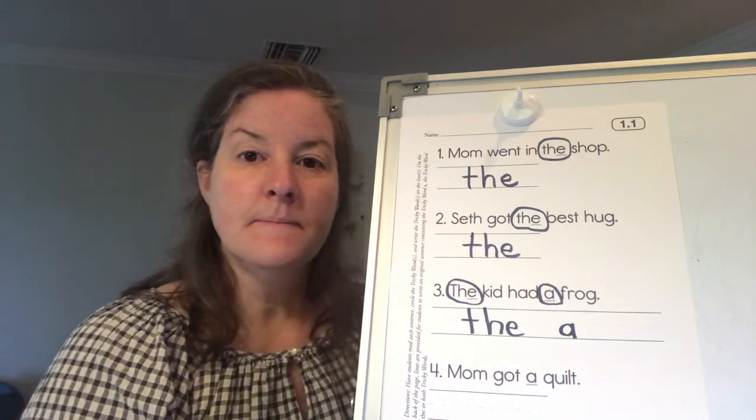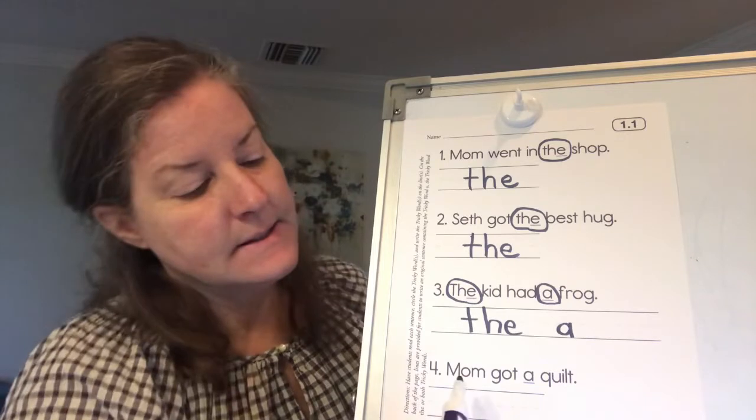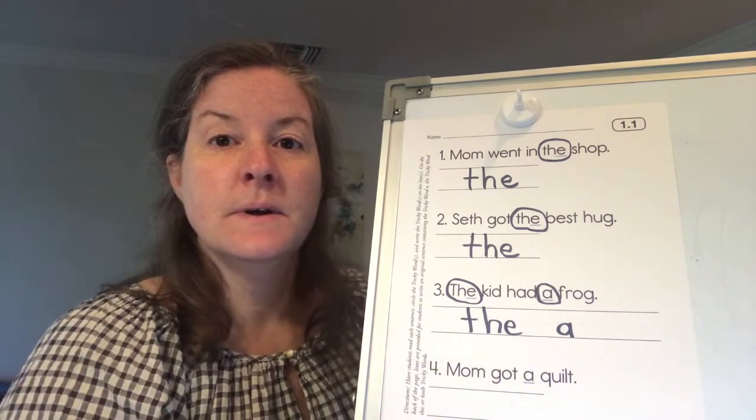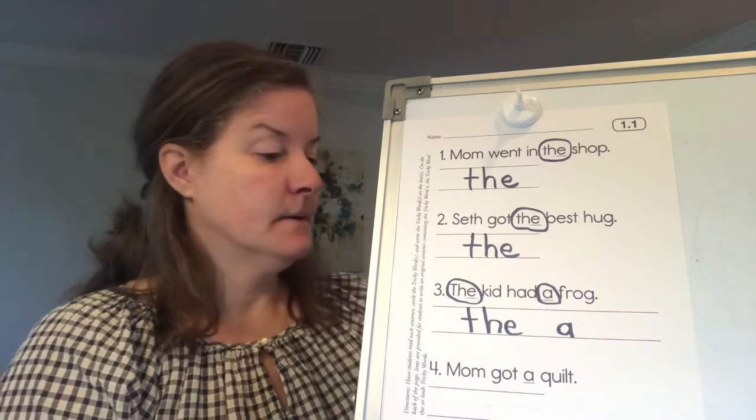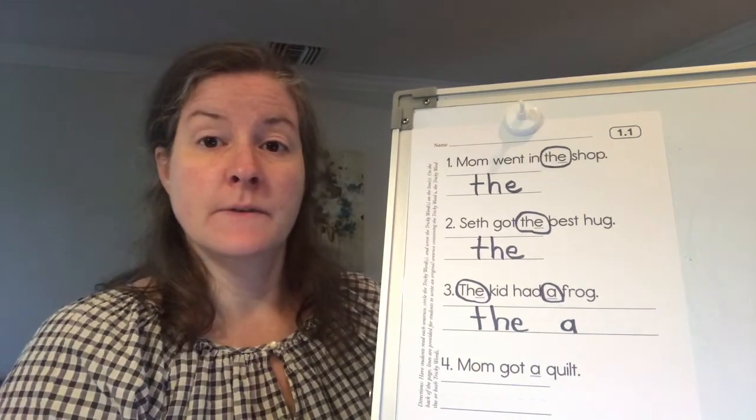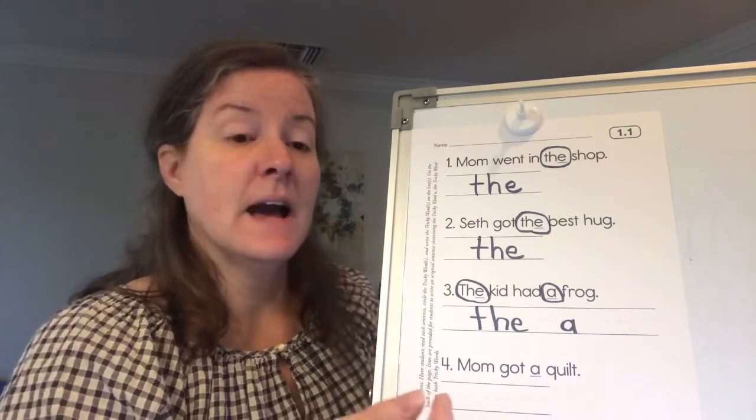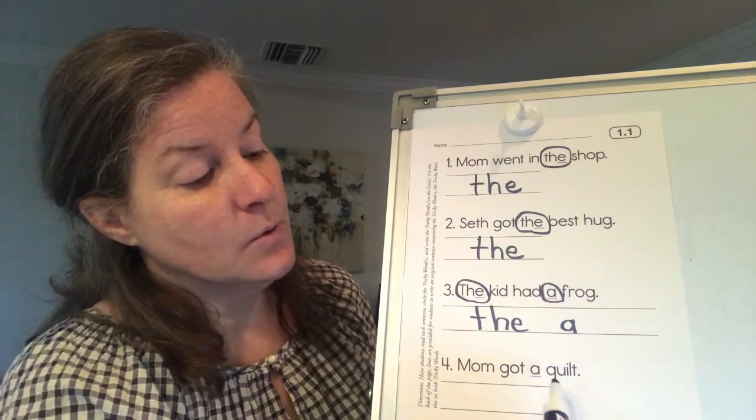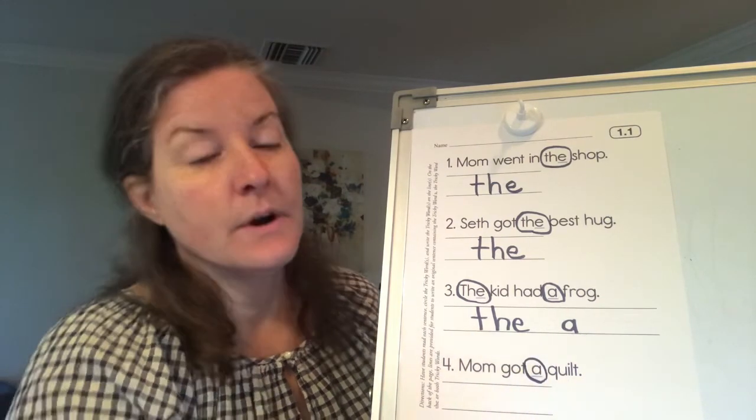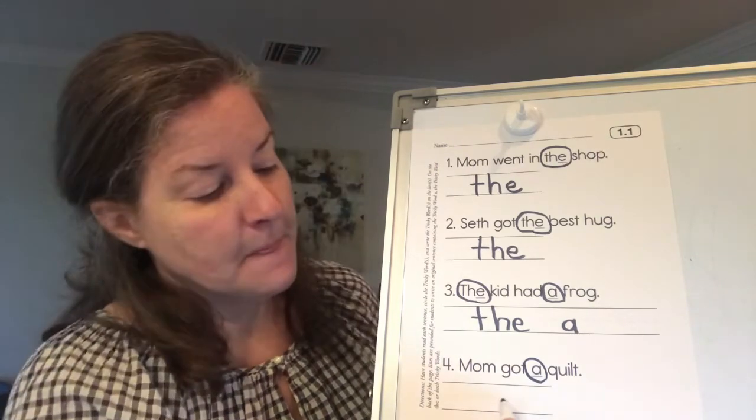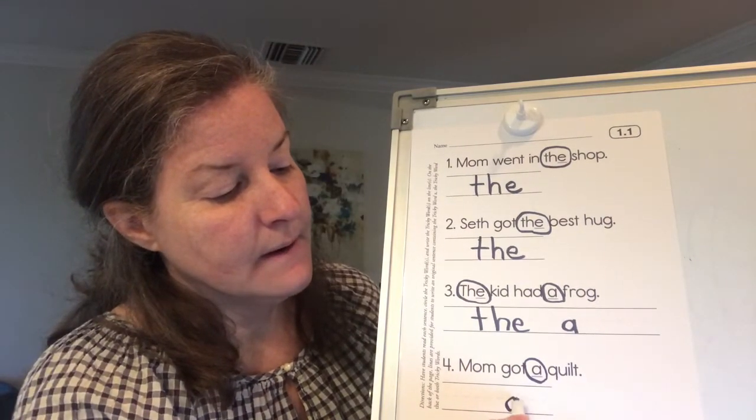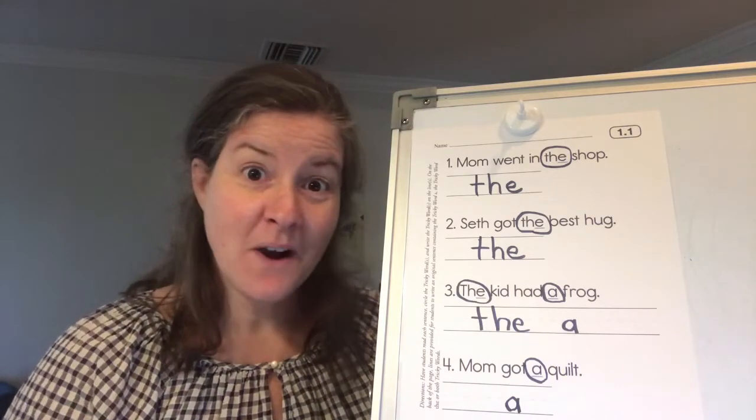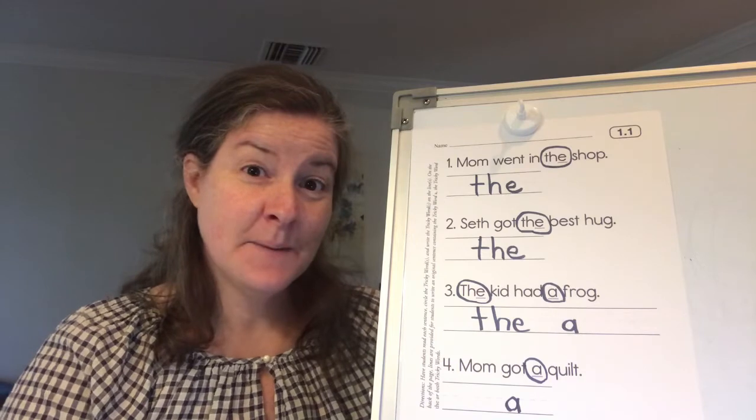Okay? And the last sentence says, Mom got a quilt. I wonder what she got a quilt for. Maybe she got a quilt for her birthday or for Christmas, or maybe she just got a quilt for the bed. Mom got a quilt. So the tricky word in there is the word a. We're going to circle it, and then we're going to write it. See how easy that is? And see how smart you are? Did you pronounce them all the right way?